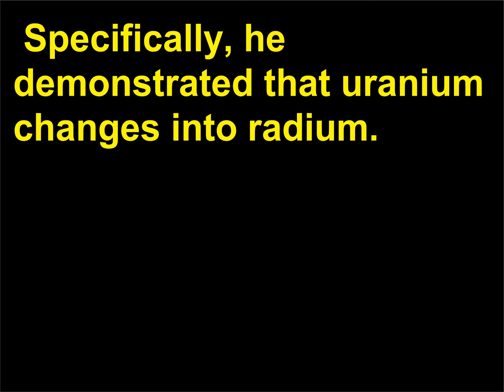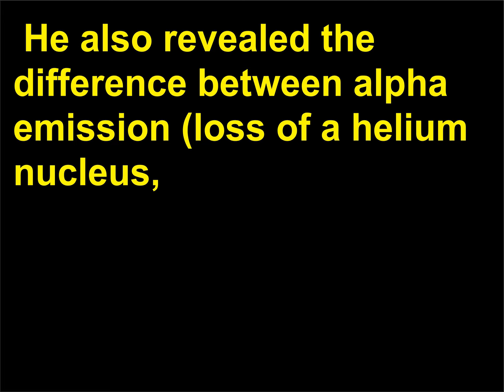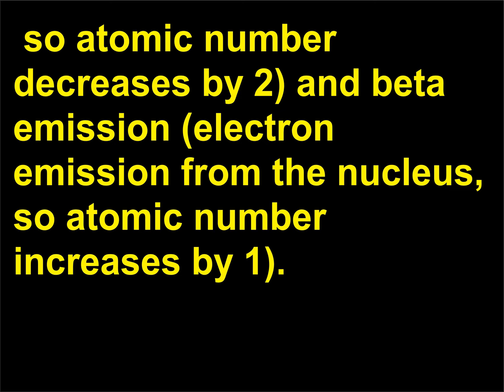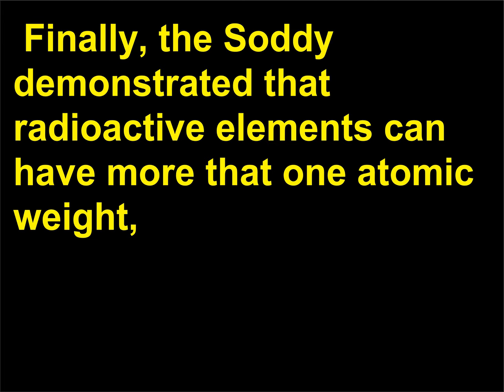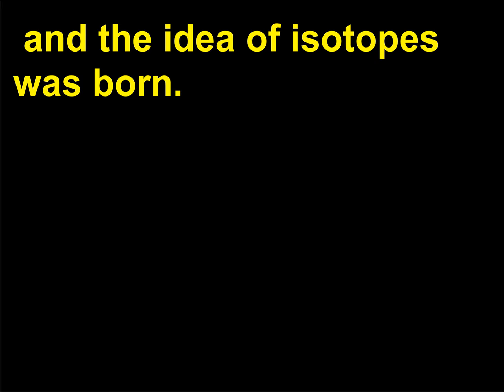He also revealed the difference between alpha emission, loss of a helium nucleus, so atomic number decreases by 2, and beta emission, electron emission from the nucleus, so atomic number increases by 1. Finally, Soddy demonstrated that radioactive elements can have more than one atomic weight. And the idea of isotopes was born.